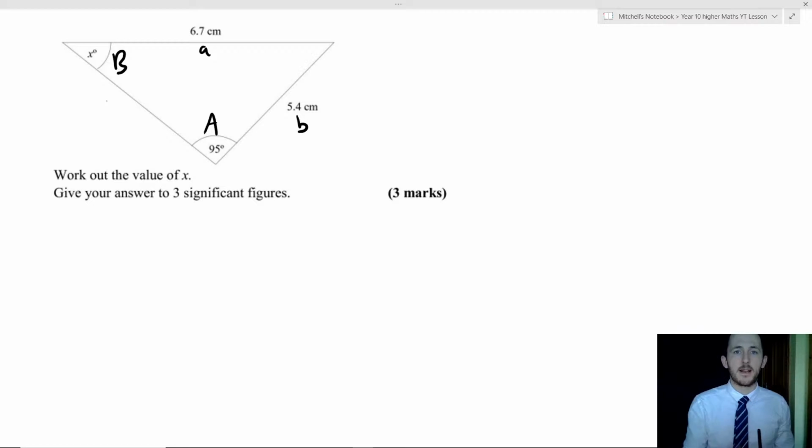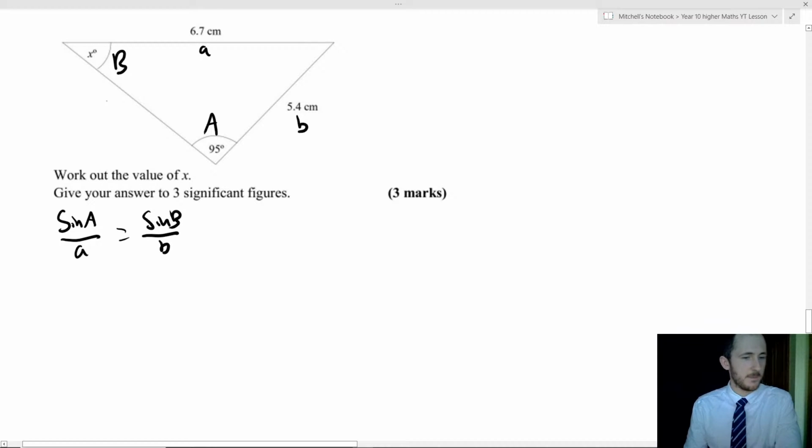Again, please make sure that you are looking at the units. You drop a mark for units as well. They're very, very picky. Okay? And guess what we do now? We do the same thing. We have sine A over a equals sine B.